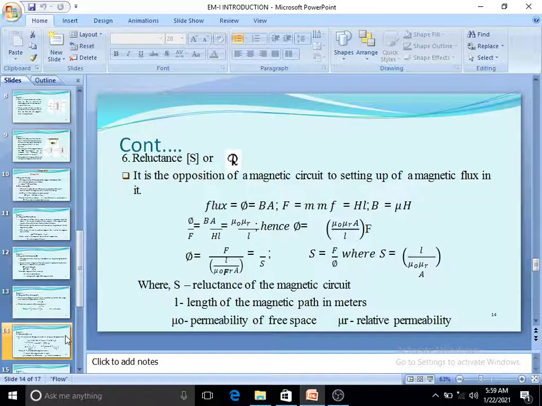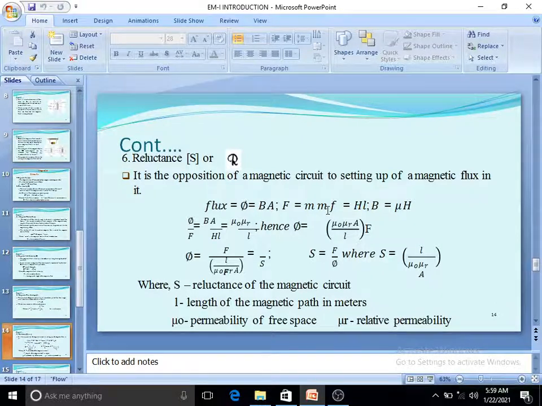So what about the reluctance? It is the opposition of a magnetic circuit to the setting up of a magnetic flux in it. Simply, it opposes the flow of magnetic flux. Okay, so just focus here on how to obtain the formula for the reluctance. We know that the flux density B equals phi by A. From that, shall I write phi equals BA? Clear this statement, right?